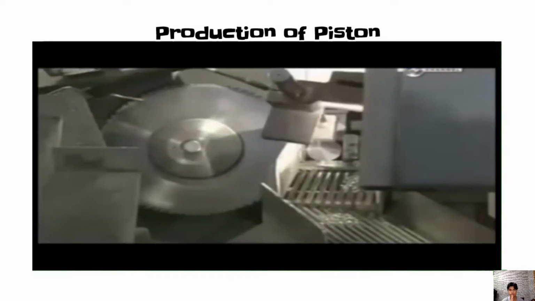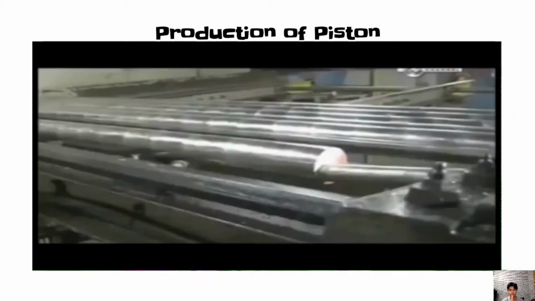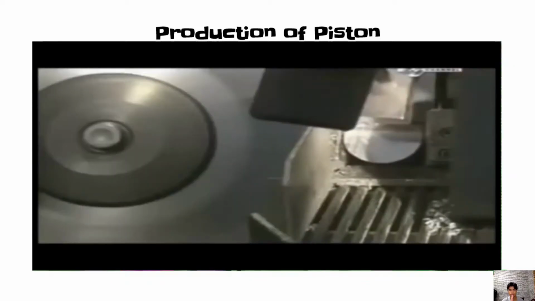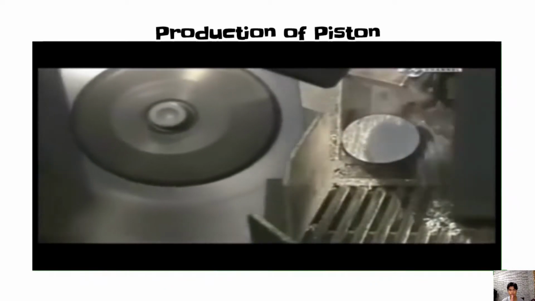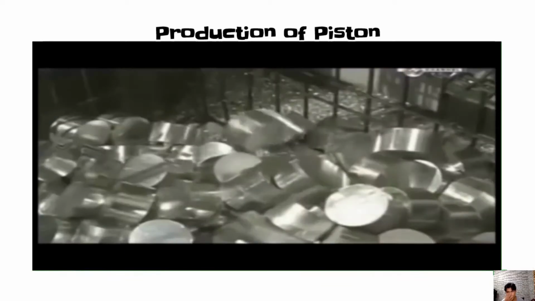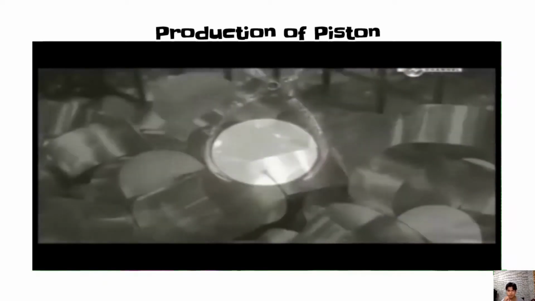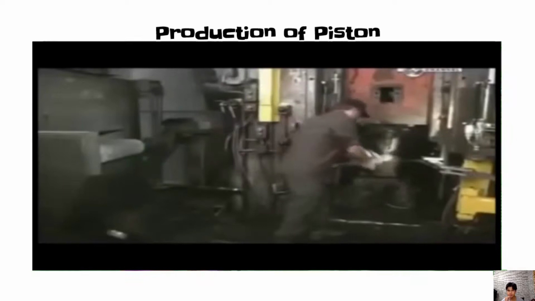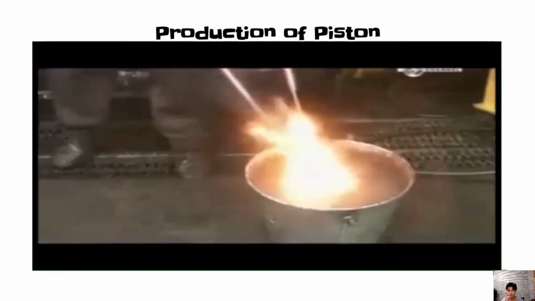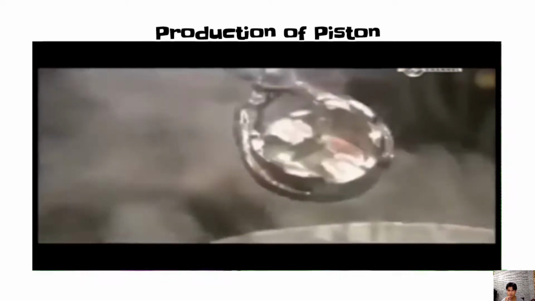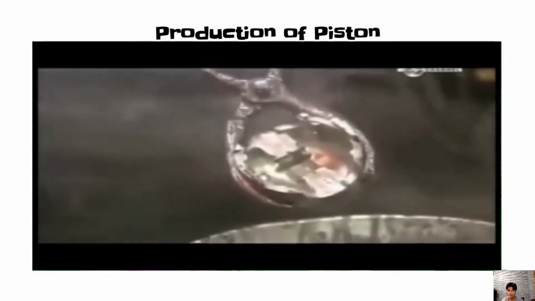A piston starts its life as a raw ingot of aluminum. It is cut by a circular saw into smaller pieces, about 7 centimeters long. This ingot is then preheated to 420 degrees Celsius and placed in a forging machine. This machine deforms the ingot into a shape that begins to resemble a piston. Next, the pistons go into an oven for a stress-relieving heat treatment before being placed on a lathe.